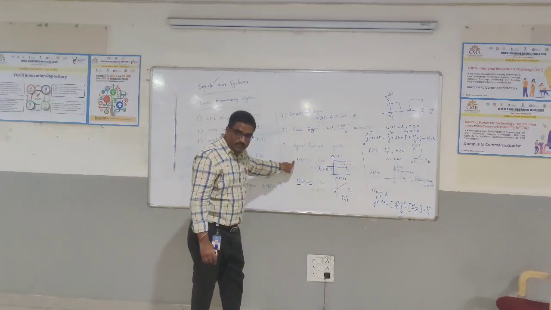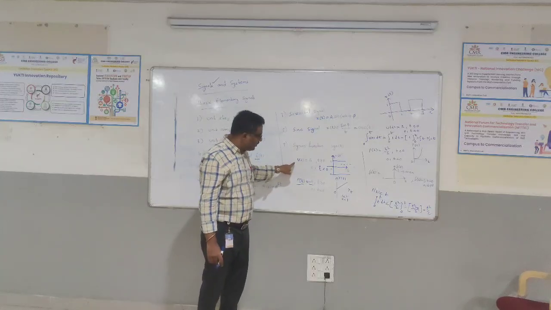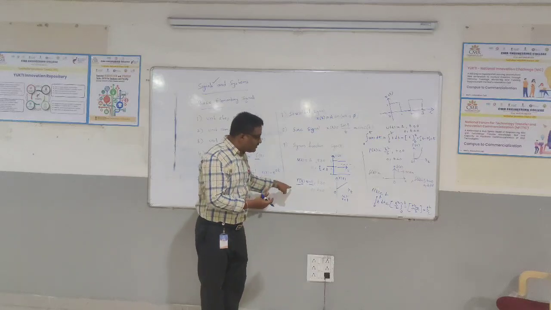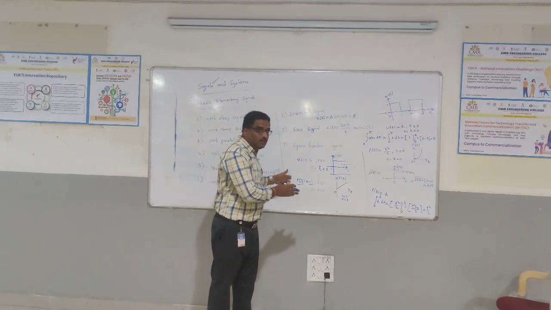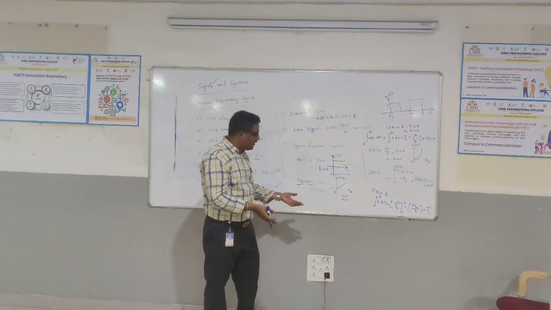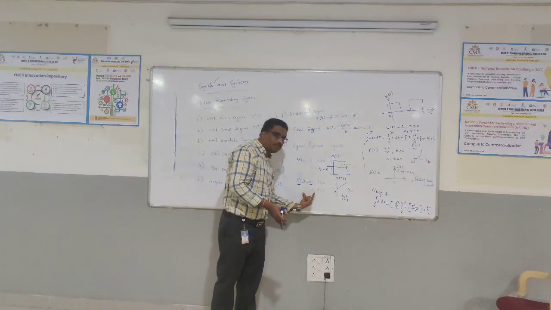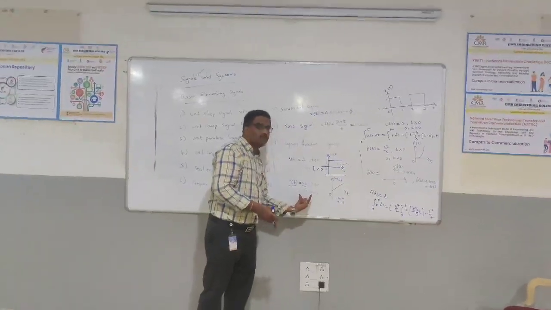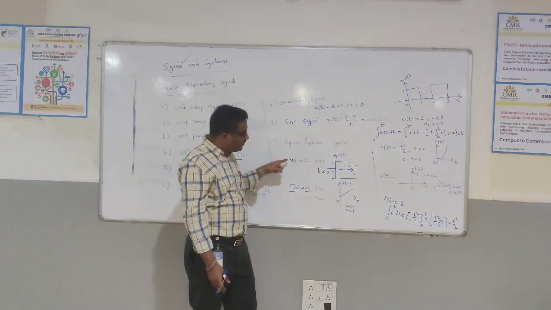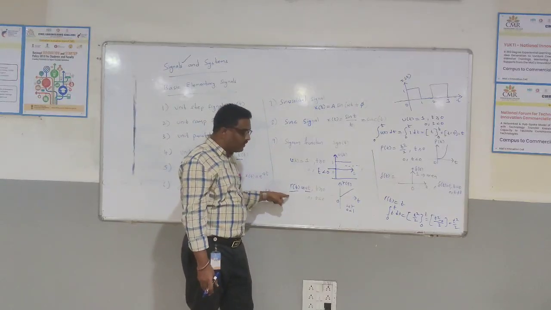So for the first, the unit step signal, if you perform single integration, we will get a ramp function. We can call it a signal or a function. Signal is information. Function means if you represent a signal in terms of mathematical equations, it is called a function. So if you perform single integration, we will get r(t).